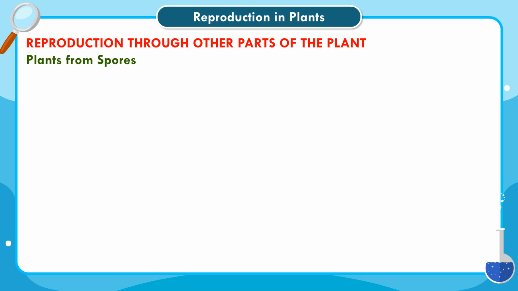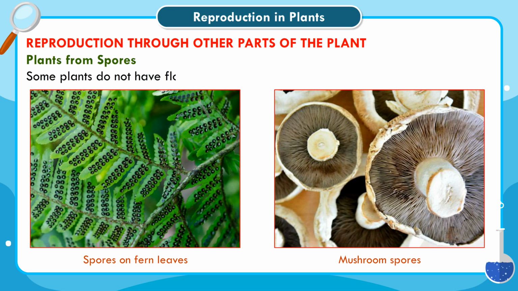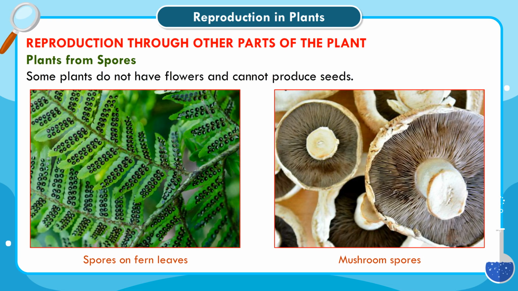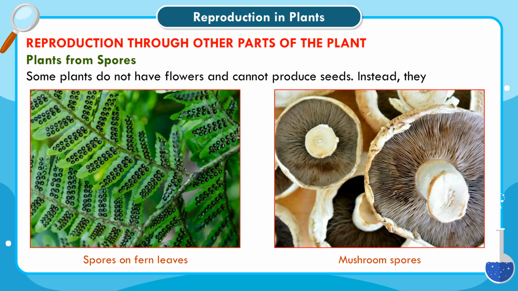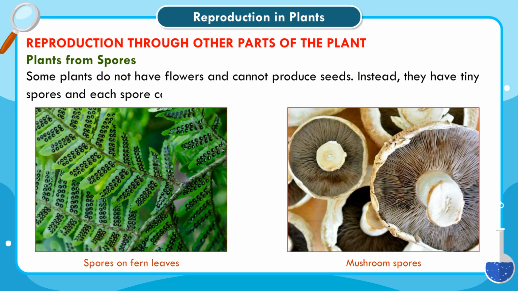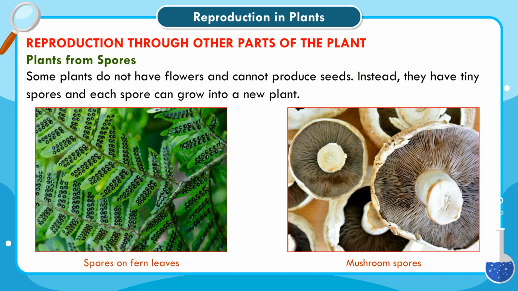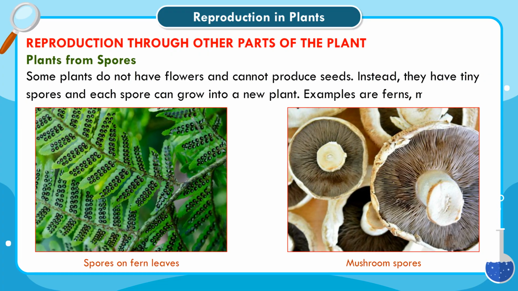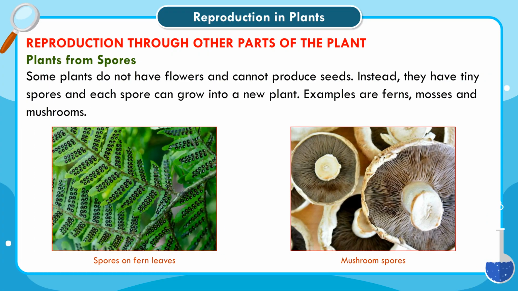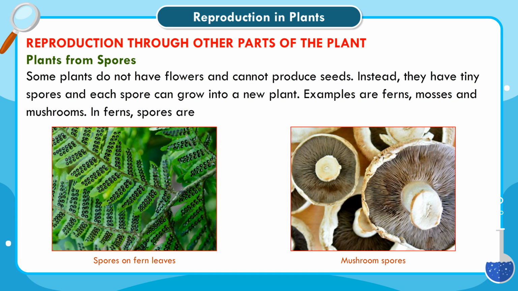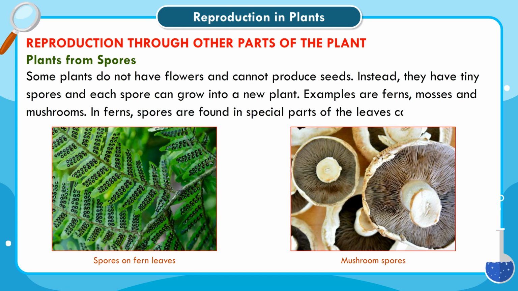Plants from spores. Some plants do not have flowers and cannot produce seeds. Instead, they have tiny spores and each spore can grow into a new plant. Examples are ferns, mosses and mushrooms. In ferns, spores are found in special parts of the leaves called sori.